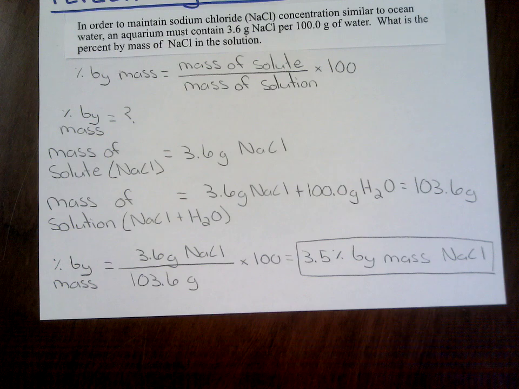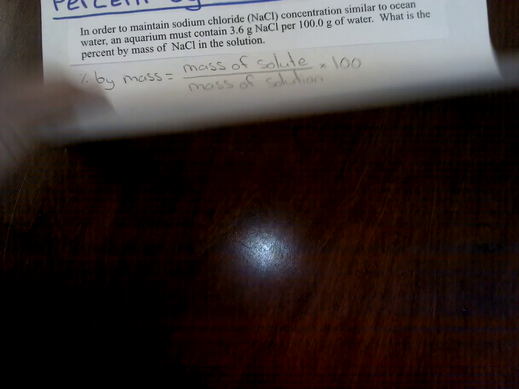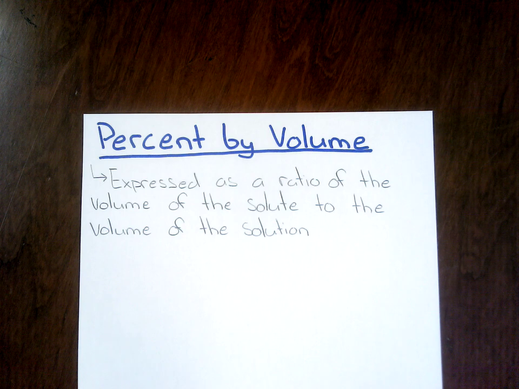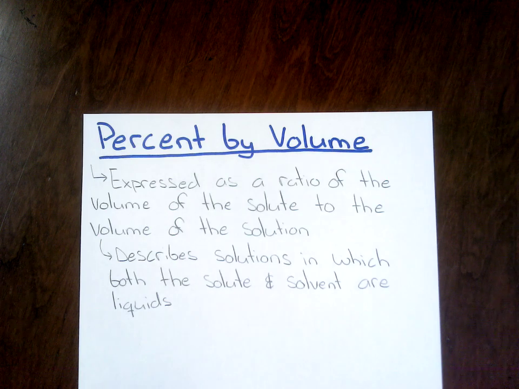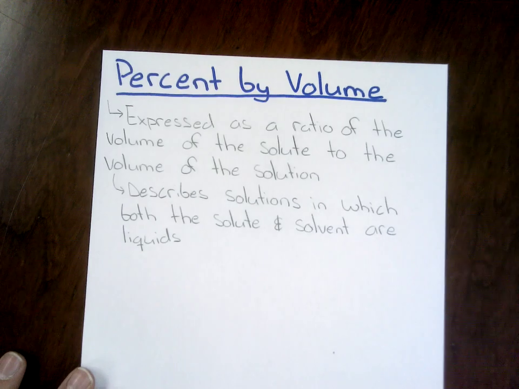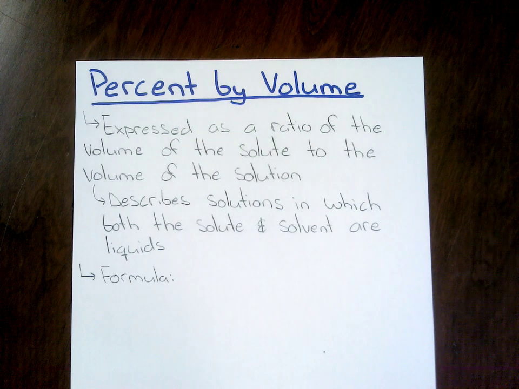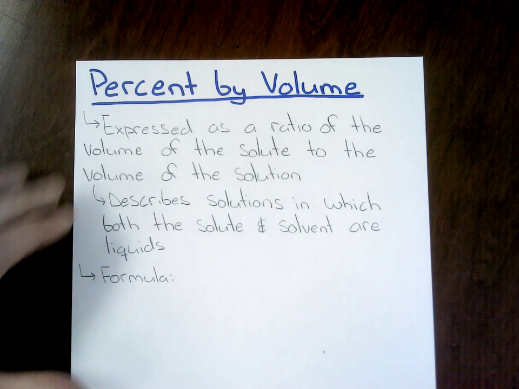We now need to shift gears and talk about percent by volume. So the percent by volume is expressed as a ratio of the volume of the solute to the volume of the solution. Now, percent by volume is going to describe solutions in which both the solute and solvent are liquids. And because percent by volume is another quantitative measurement, it does have a formula associated with it. So the formula for percent by volume is as follows.